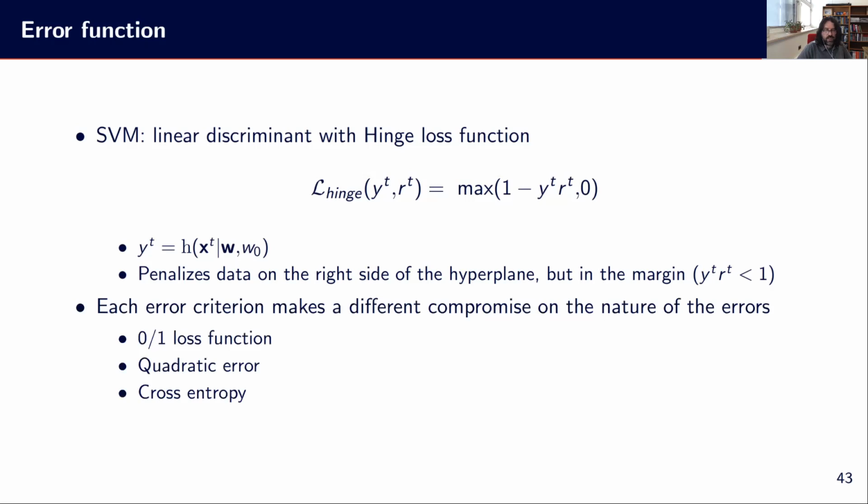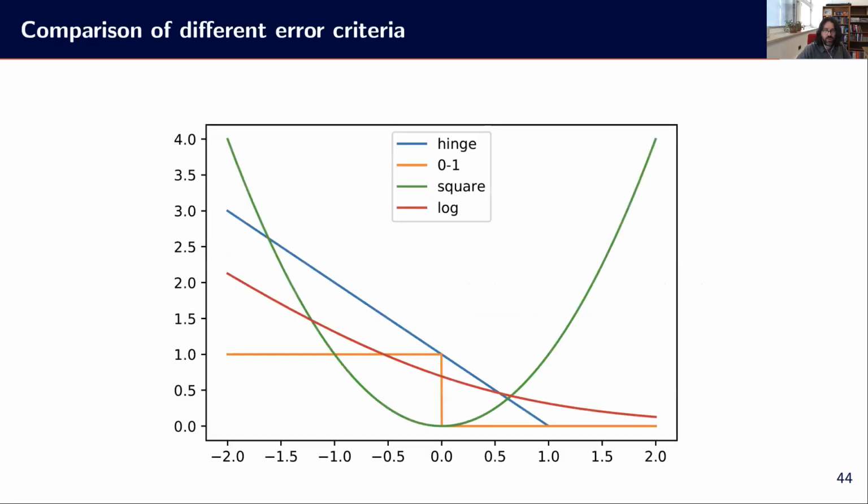In fact, we should see that each criterion makes a different trade-off on the nature of the error. We have the 0-1 loss, the quadratic error, the cross entropy. These are different things that we saw so far, and the hinge is another one that makes a different trade-off. Here we see what corresponds to YT RT, as we saw before, and the hinge is the blue one. We see that it is going lower and lower, and at 1, it is 0.